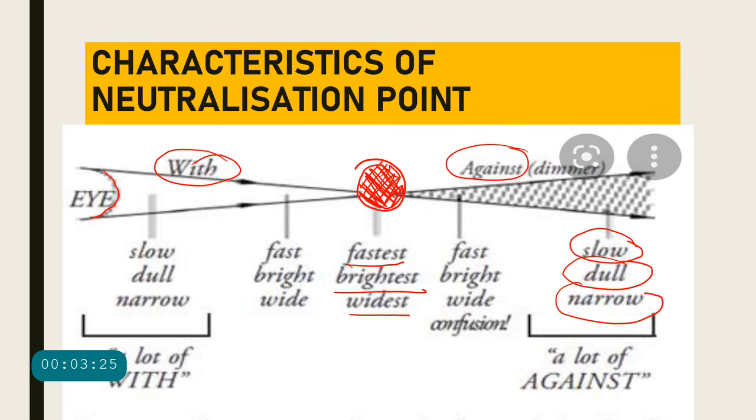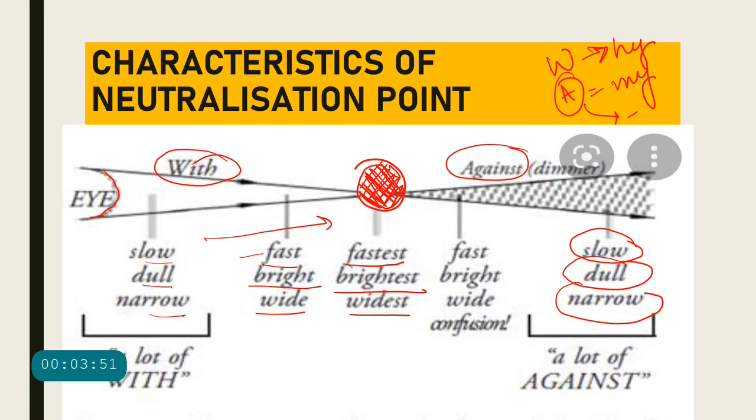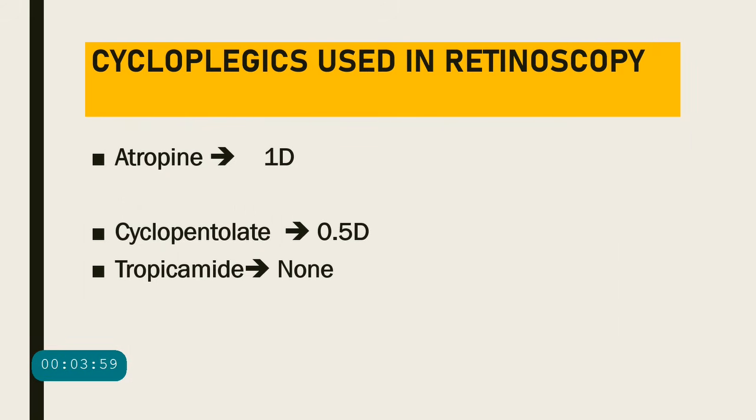Okay, and then as you're away from neutralization, the reflex will be slow, it will be dull, it will be narrow, and as you reach the neutralization, it will be fast. That is the speed, the intensity, that is bright, and the shape of the band, which will be wider. Okay, so that is important. For practical purposes, remember that with means you have hypermetropia and against means you have myopia. If you have against, you have to add the minus lenses, and if you get with motion, you have to add the plus lenses in order to reach the neutralization.